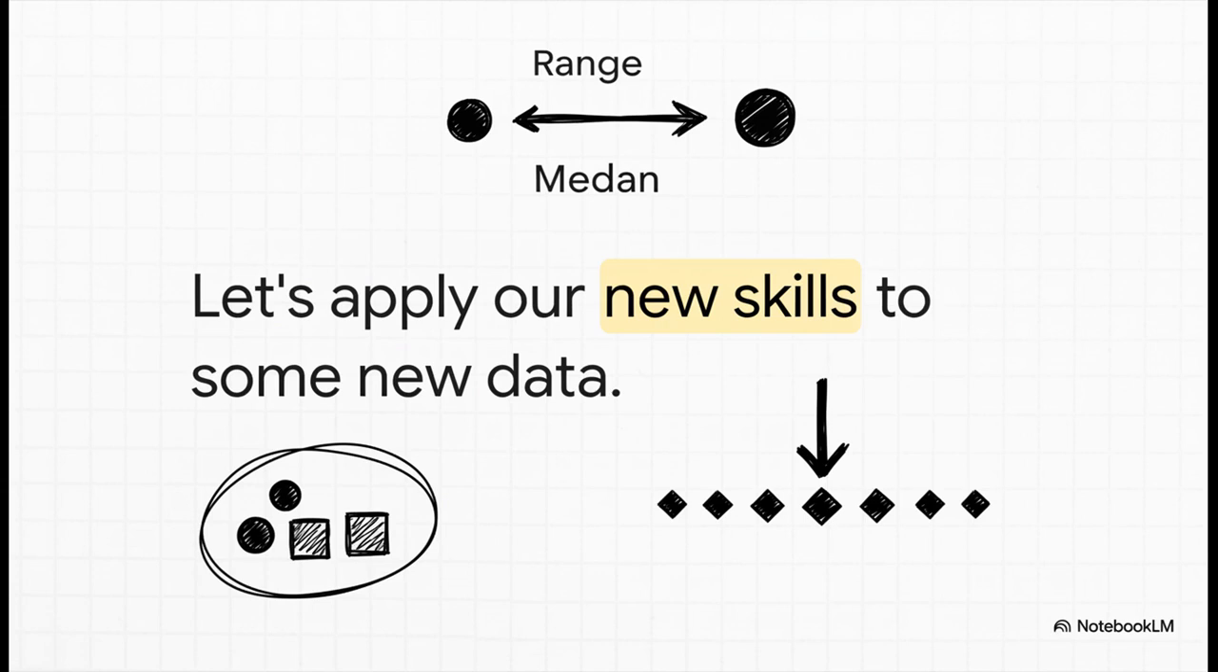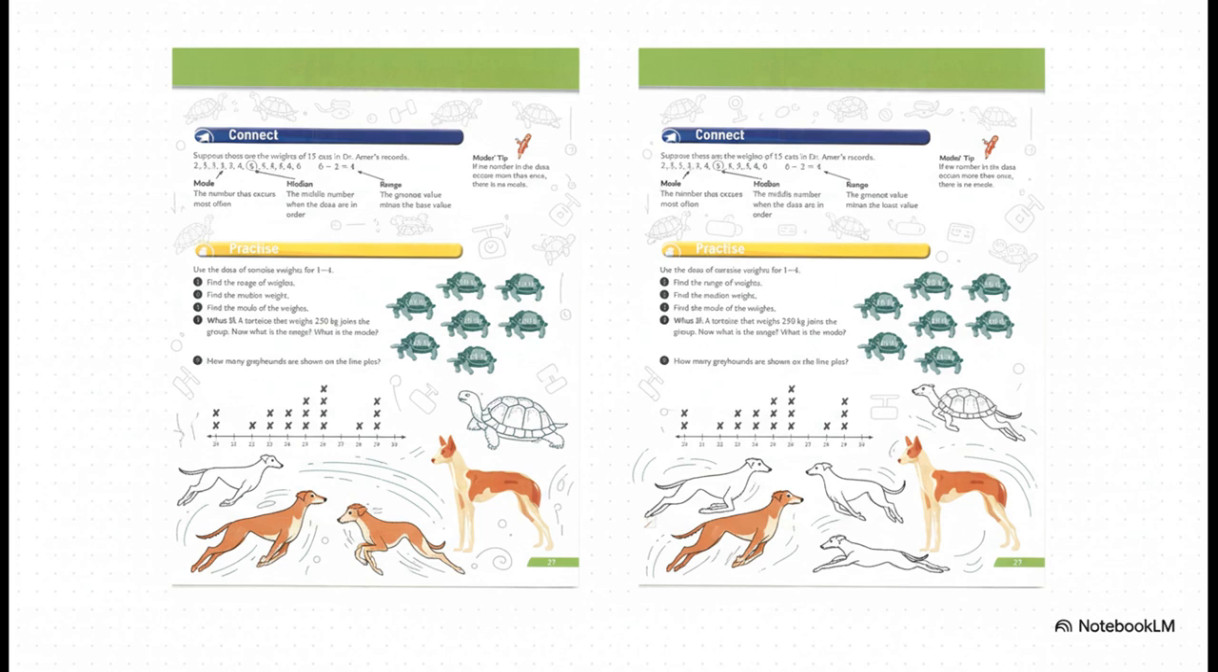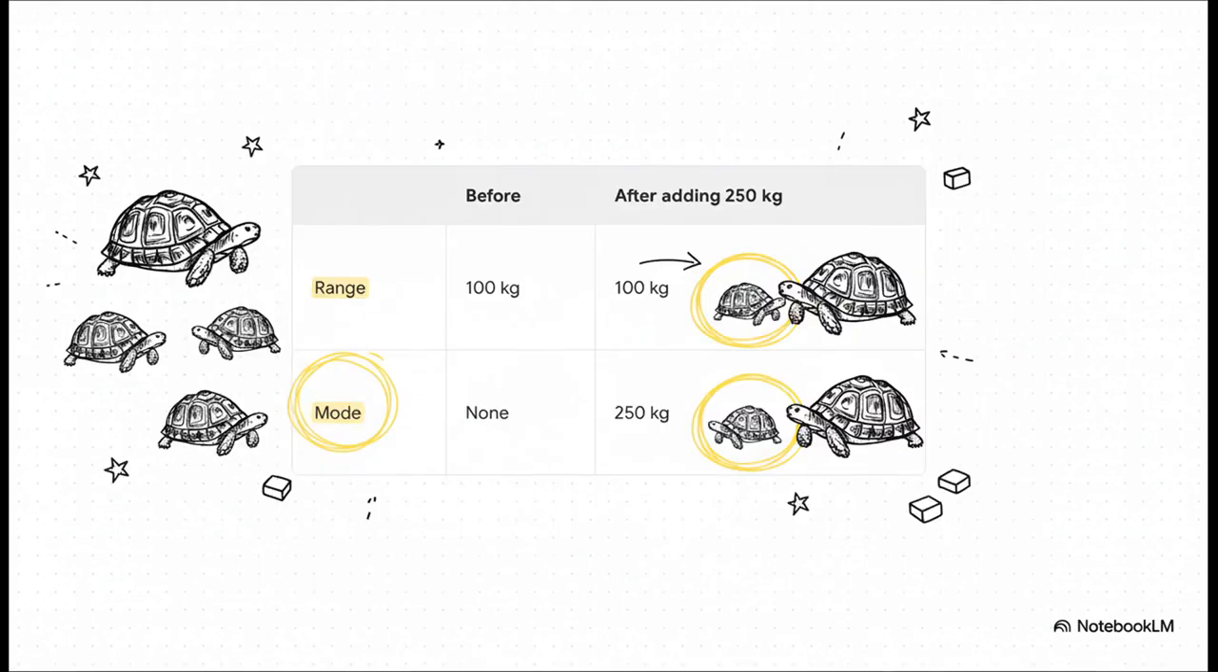All right, you've got the tools: range, mode, and median. Let's try them out on some new data. Check out these cat weights. Can you take a second and spot the mode, median, and the range? And you know what? These rules work for anything. Tortoise weights, greyhound speeds, you name it. This is pretty cool. See how adding just one tortoise changes the mode, but the range doesn't budge?